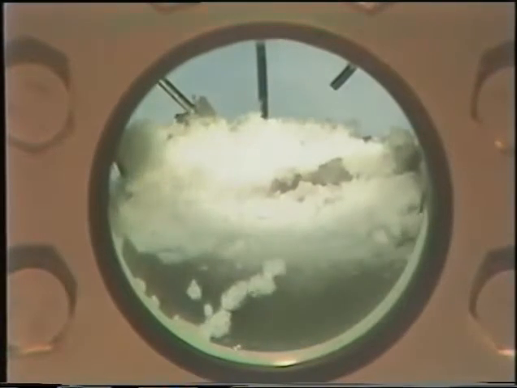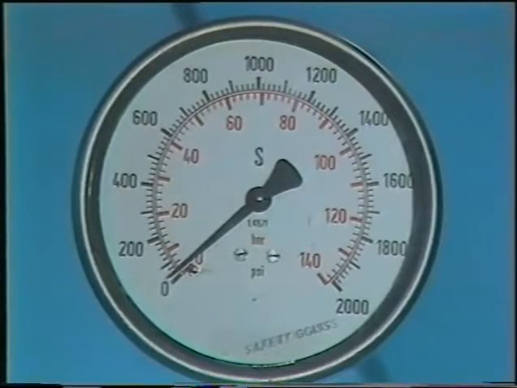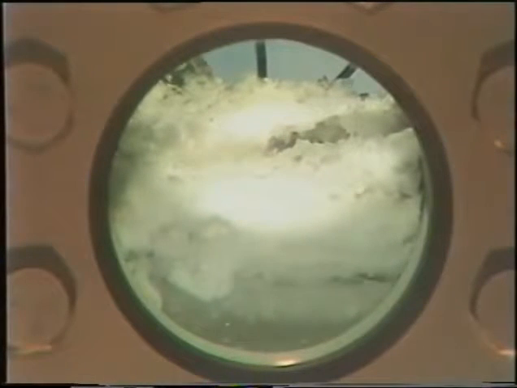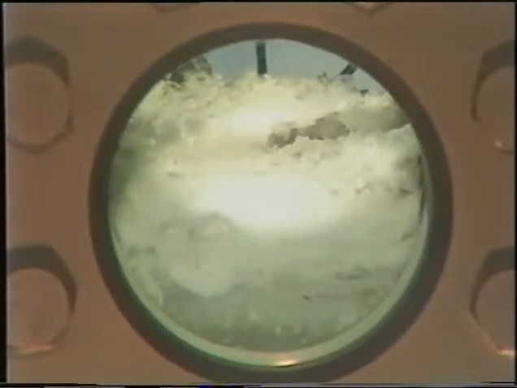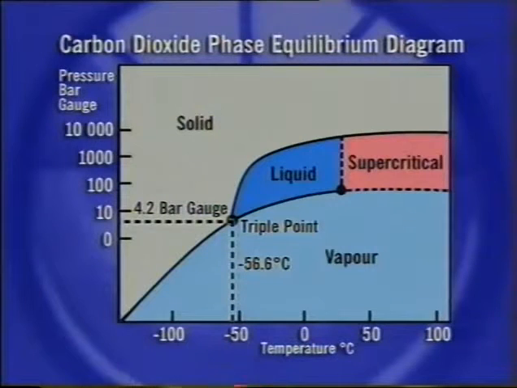Solid CO2 begins to form. A pressure of 4.2 bar gauge and a temperature of minus 56.6 degrees centigrade has been reached. This is the triple point, the only combination of pressure and temperature at which three different phases of CO2, solid, liquid, and vapor, can exist simultaneously in equilibrium.